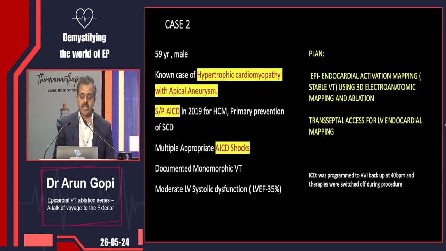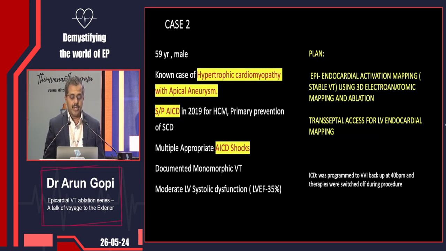The second case is a person with hypertrophic cardiomyopathy with an apical aneurysm, who underwent an ICD implant in 2019 and now came with recurrent ICD shocks. It was a substrate of HCM with an apical aneurysm. So we were thinking there would be a substrate in the epicardium as well. So the plan was to have an epi-endo activation mapping.